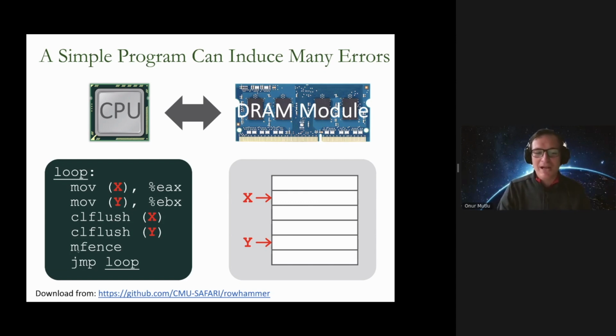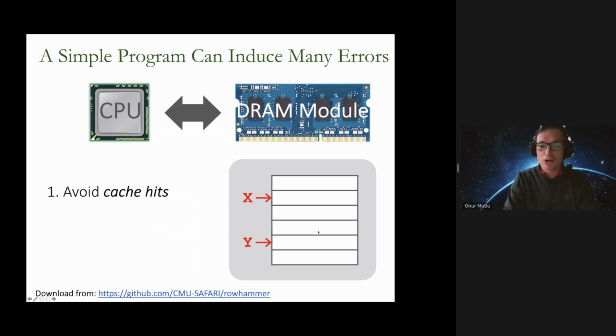It's a very simple program. You can see the x86 program. You could actually optimize it by getting rid of this mfence down there. It's really not necessary. But basically what this program does is it selects addresses X and Y that map to the same bank in DRAM, and it avoids cache hits.